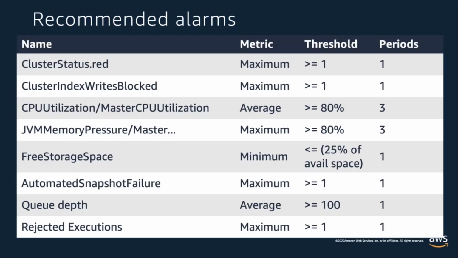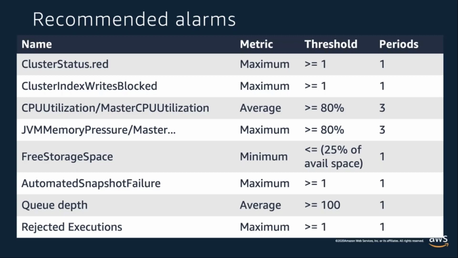So I have both free storage space and index writes blocked here. You need to monitor those to understand that you've run out of storage. For free storage space, you really want to keep about 25% of the total as free space. Your CPUs and your JVM are important indicators of how your workload is running. You want to keep your average CPU to be less than 80%. Usually 60% is a pretty good target.